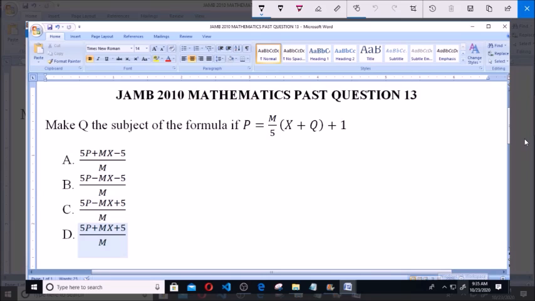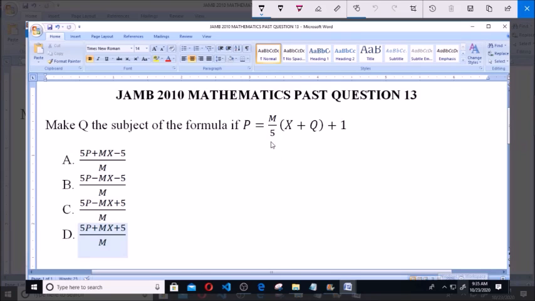I'll be answering JAMB 2010 Mathematics Past Question 13. Make Q the subject of the formula if P is equal to M over 5 into X plus Q, close bracket, plus 1. A. 5P plus MX minus 5 over M. B. 5P minus MX minus 5 over M. C. 5P minus MX plus 5 over M. And D. 5P plus MX plus 5 over M.